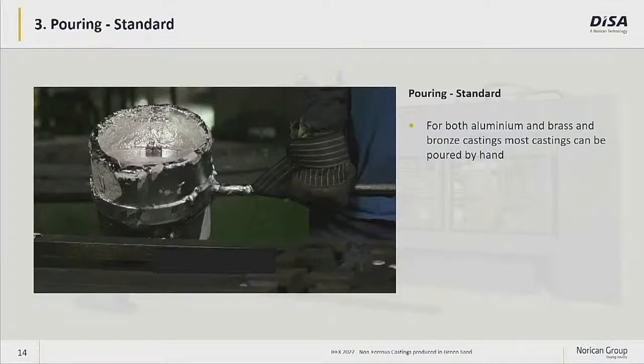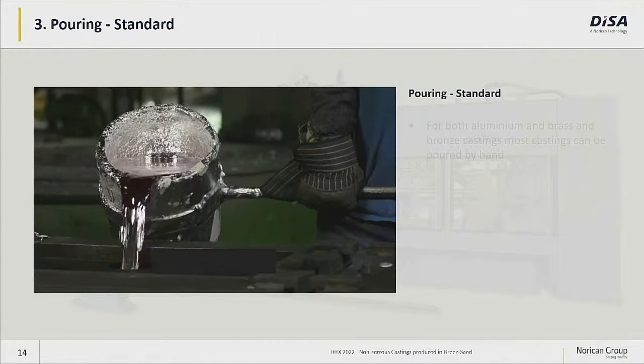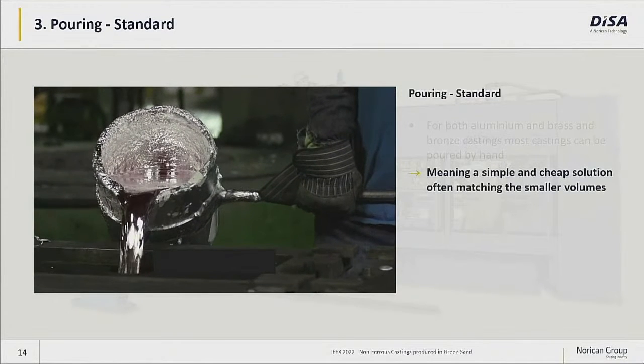Okay, let's move on to pouring. For most aluminum castings and brass and bronze castings, hand pouring is a good choice. It's a simple and very flexible way to pour the mold, and most of these castings can easily be poured this way, and it matches very well the smaller production volumes normally seen for these castings.